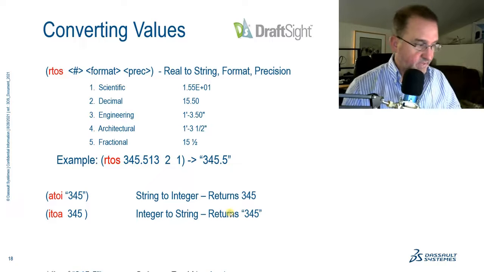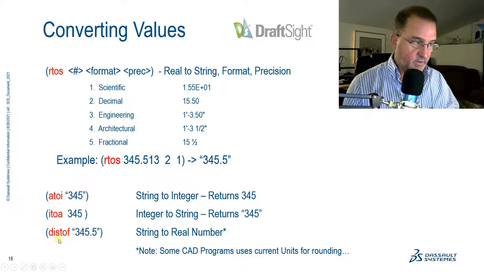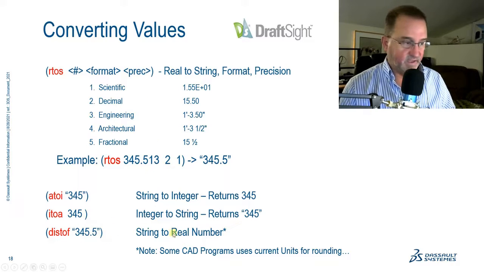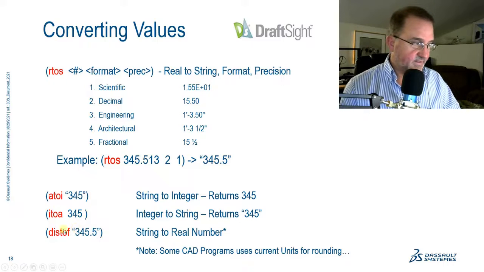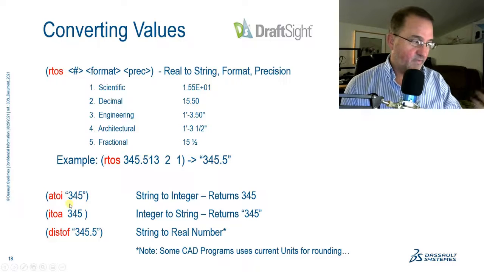There's one more function I want to show you. That's called dist of. And what this function does is it takes a string and converts it to a real number. So it's the exact opposite of RTOS. So if I use dist of and I supply this, the result would be 345.5 as a real number. Now, the reason I said that it doesn't appear to me that the same person wrote these functions is because they're very confusing. I like RTOS, real to string makes sense. I would have made this S to I to S, and I would have made this S to R, but that's not the case. Now, I've gotten used to these over the years.